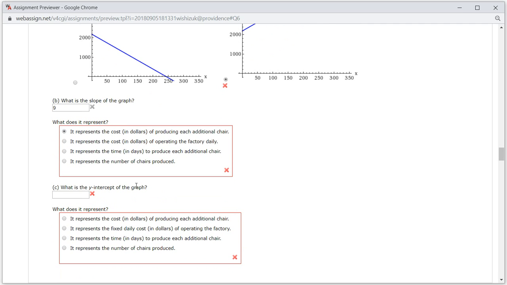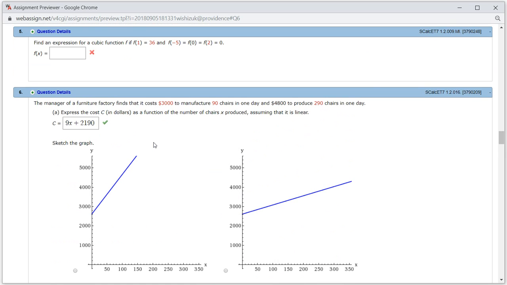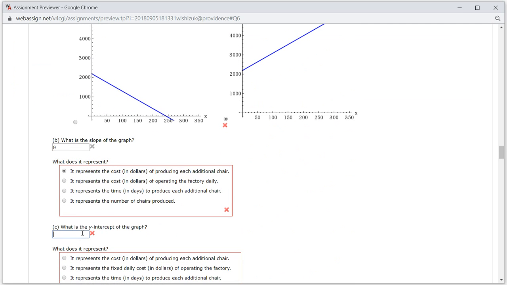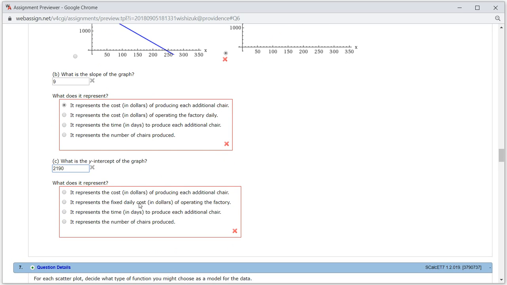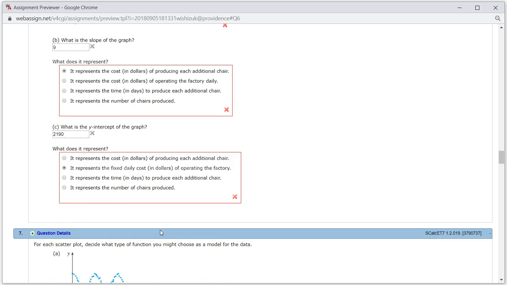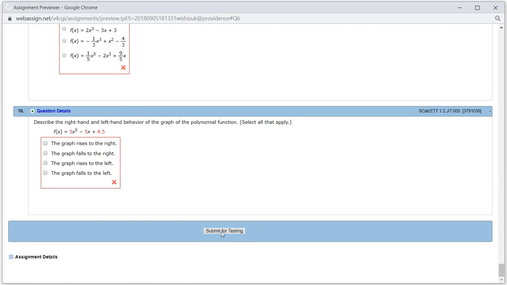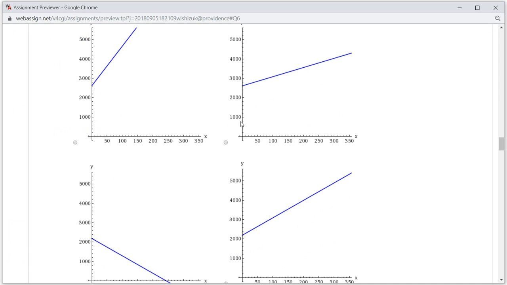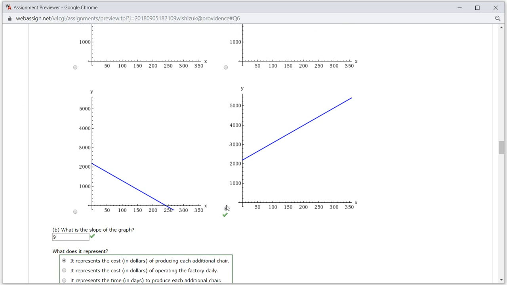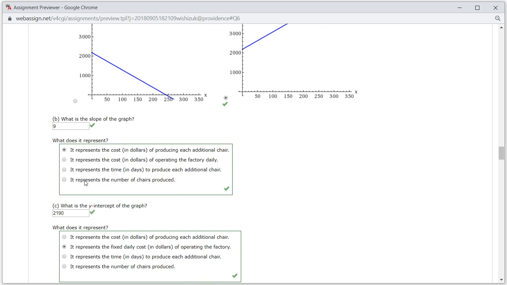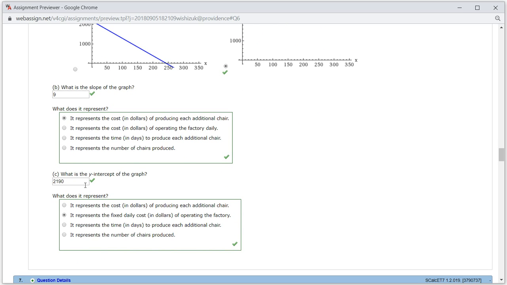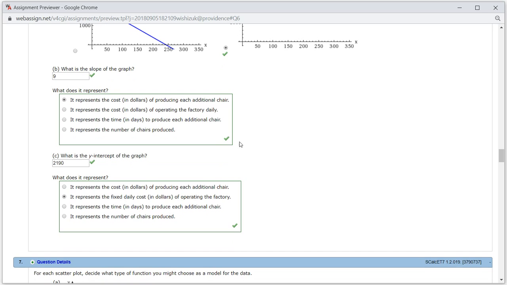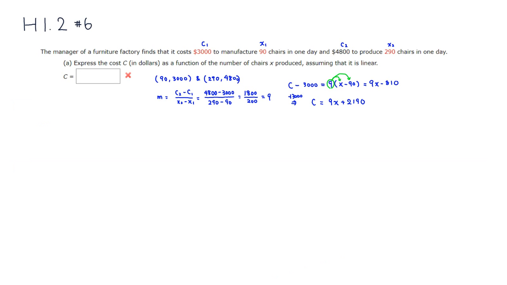All right. The y-intercept of the graph is 2,190. Then what does it represent? It's not the number of chairs, it's the fixed daily cost. So that's this one. Let's check the answer. Submit for testing. All right, I came back and it looks like we have the correct picture and the slope correct and what it represents, and we got part C correctly. All right, that's it. I hope that this was clear.